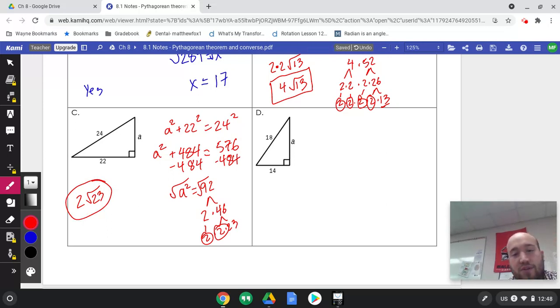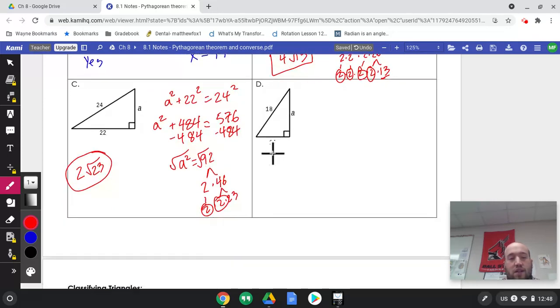So once again, when we have a square root, it's not a Pythagorean triple. Okay. Now, this final one you could do again. I'm going to move on just for sake of time, but a squared plus b squared equals c squared. The c is our 18.